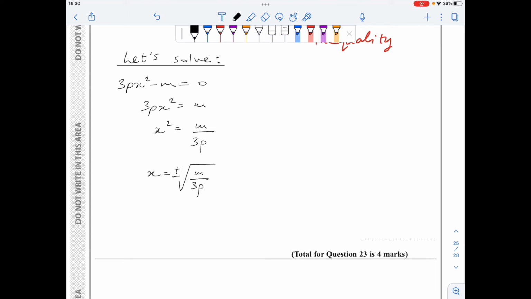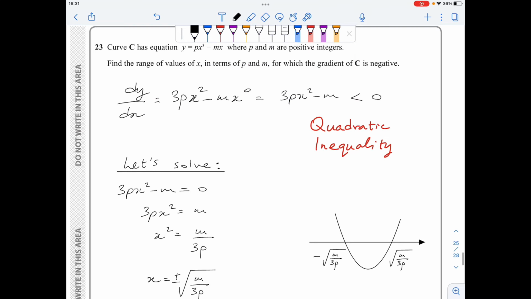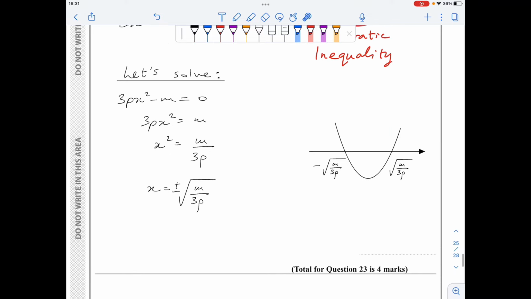Now to solve the quadratic inequality, let's consider a quadratic graph like the following one. The two roots are the roots I found before, and because my quadratic inequality says less than 0, I need the region that is below my x-axis, and the region below the x-axis is the region between the two roots. So my solution would be the following. x is between minus square root of m over 3p and positive square root of m over 3p.